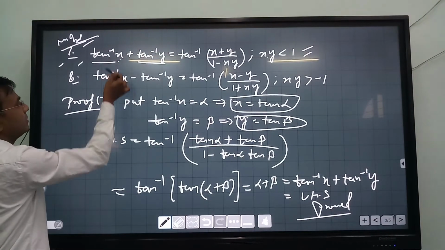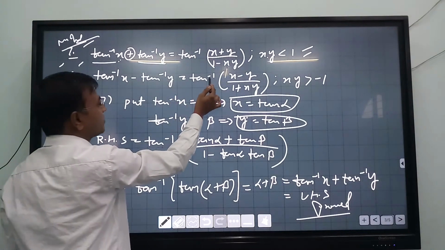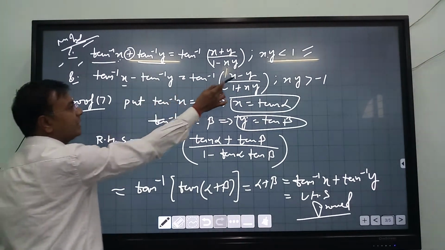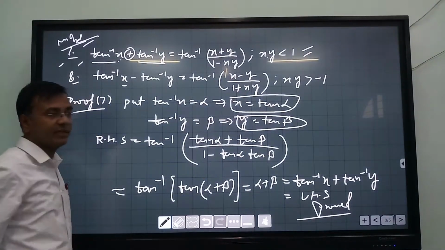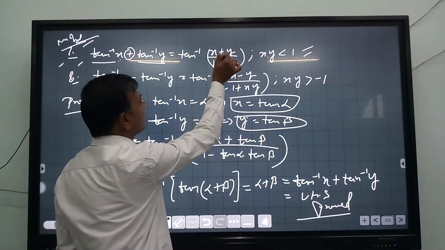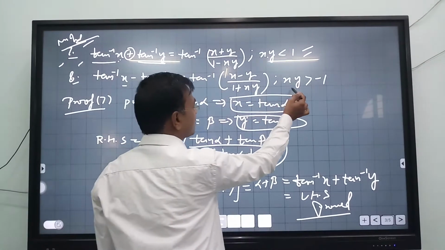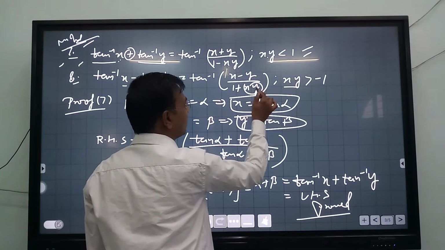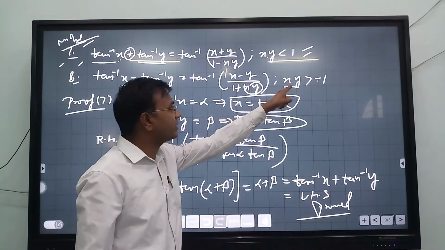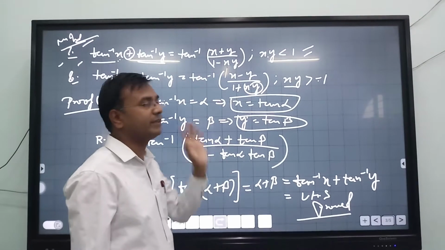Similarly, if the plus sign is replaced by minus, the identity becomes tan inverse x minus tan inverse y equals tan inverse of x minus y upon 1 plus xy. I will just note the signs: minus or plus in the numerator, plus or minus in the denominator. This is how you can remember this identity. And the restriction is what? This product xy must be greater than minus 1. What happens if the product xy equals minus 1? Put minus 1 here, and this becomes non-defined.